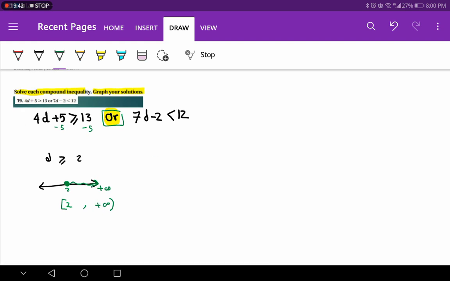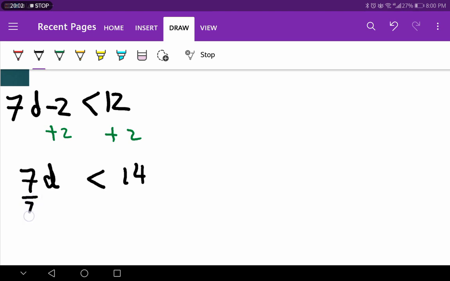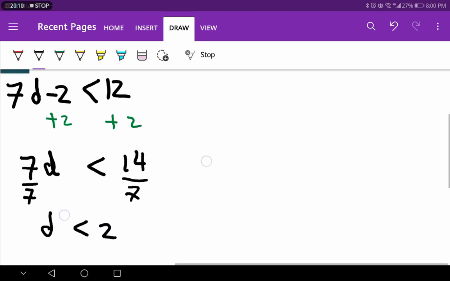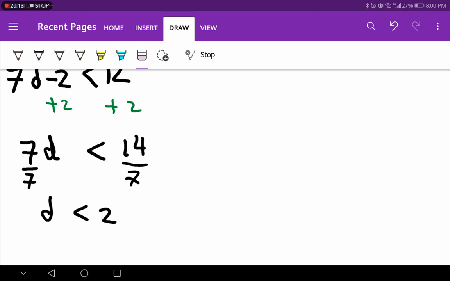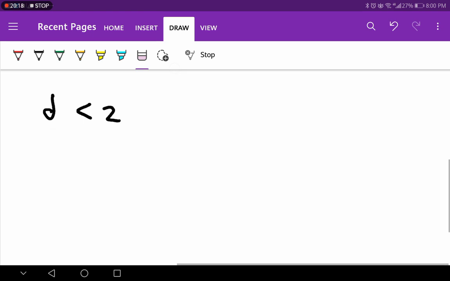Let us move to the second one. Here, I will do it individually. So, plus 2, 7d less than 14, divide by 7, divide by 7, so d less than 2. Yes, I don't need this. Let me graph it.